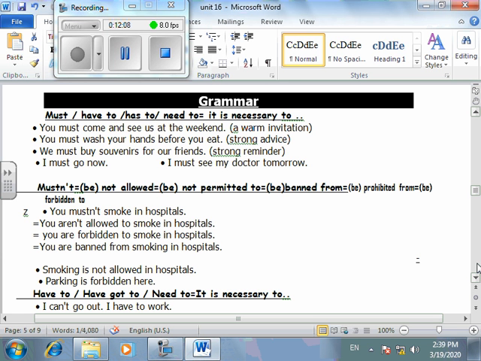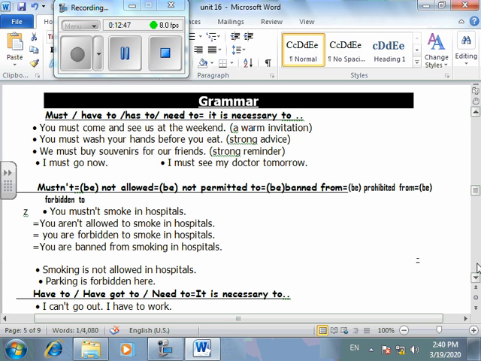Now let's move to mustn't. Not allowed to, not permitted to, or banned from. They are all equal: prohibited from or forbidden to do something. You mustn't smoke in hospitals. Let me tell you something very important. Whenever you find a sign in the streets or in hospitals or in libraries or private places, this sign says no smoking, no talking, no photography. So you can use directly the modal verb mustn't.